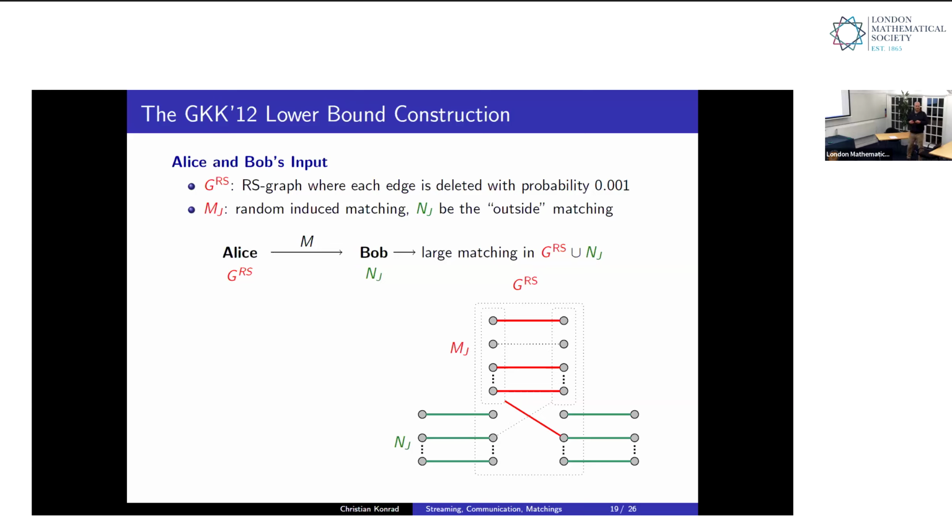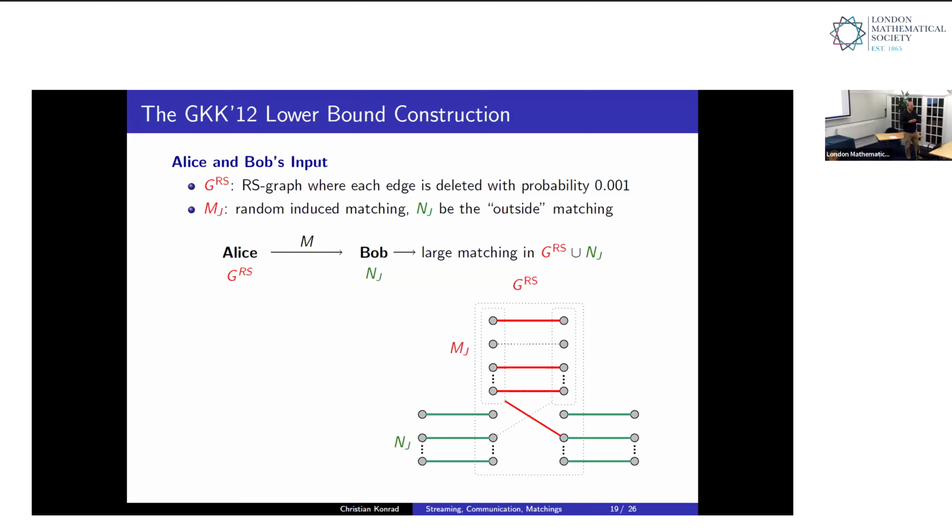Well, remember the Ruzsa-Szemerédi graph has a certain number of matchings. Let's pick one of these matchings uniformly at random, M_j. And Bob will add these outside edges so that every vertex that's not matched in this matching M_j will be assigned a new vertex outside, and we have these edges towards the outside. Now, if we see this construction, what is the largest matching in this graph? Well, the largest matching is the green edges plus the red edges of this special induced matching M_j.